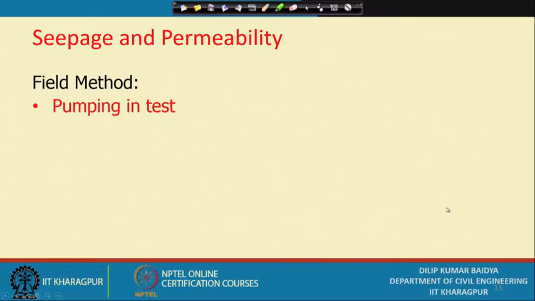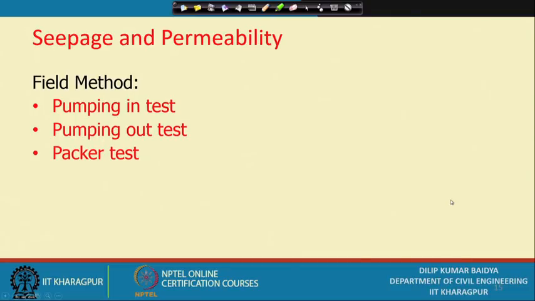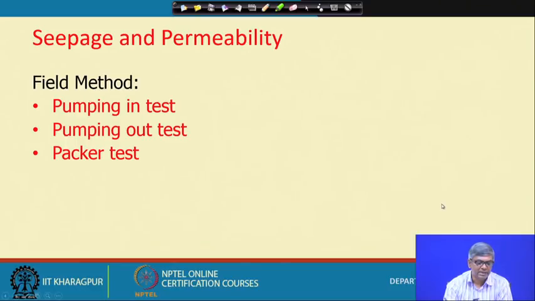Now, I will show you one. If it is in the field, there are many methods available, and out of that the pumping test is quite popular, pumping out, pumping in test, then the Packer test. This Packer test is quite sophisticated, a lot of cost is involved, and special equipment is required, but our discussion will be limited to the pumping test only, and we will do that maybe in the next lecture.